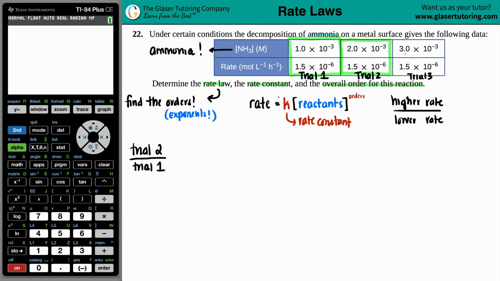And what that means is that I'm going to plug in the whole rate law for trial 2 and divide it by the whole rate law for trial 1. So for trial 2, the rate that was given is 1.5 times 10 to the negative 6th. And this equals a rate constant value, but they didn't give it to us, right? And we have to find it after we find the rate law. So I'm just going to leave it as k.